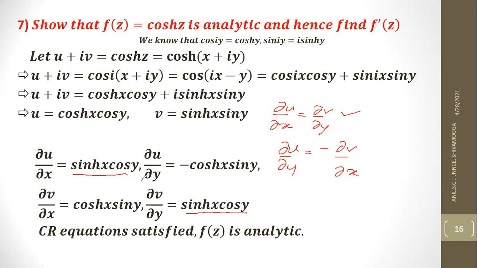This is del u by del y and this is del v by del x. Both are equal in magnitude: cos hx sin y, cos hx sin y. One is in the negative direction and the other is in the positive direction. Therefore, clearly del u by del y is equal to minus del v by del x, or del v by del x is equal to minus del u by del y. In either way, you can write that. Both the CR equations hold. Therefore, we can conclude that f of z is analytic.